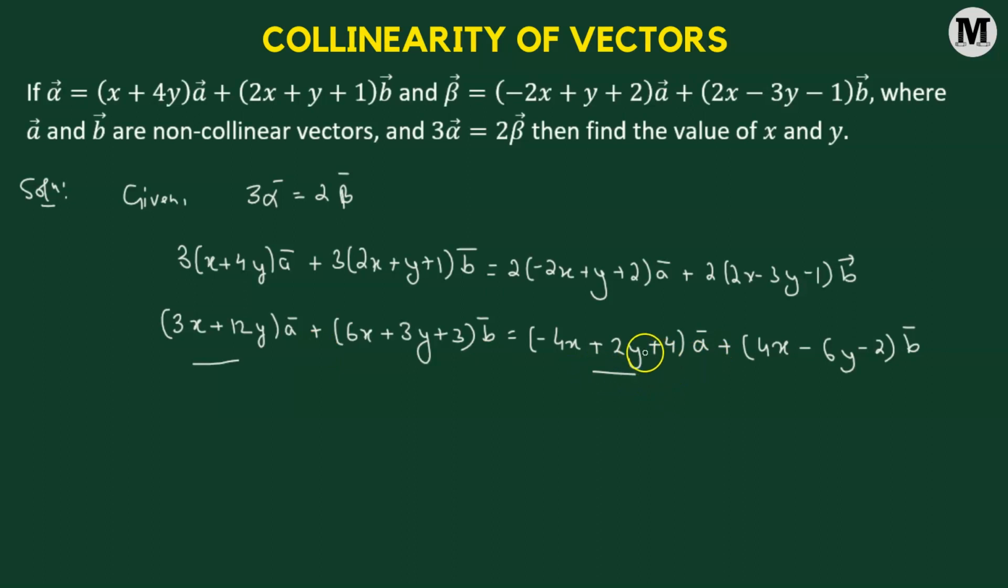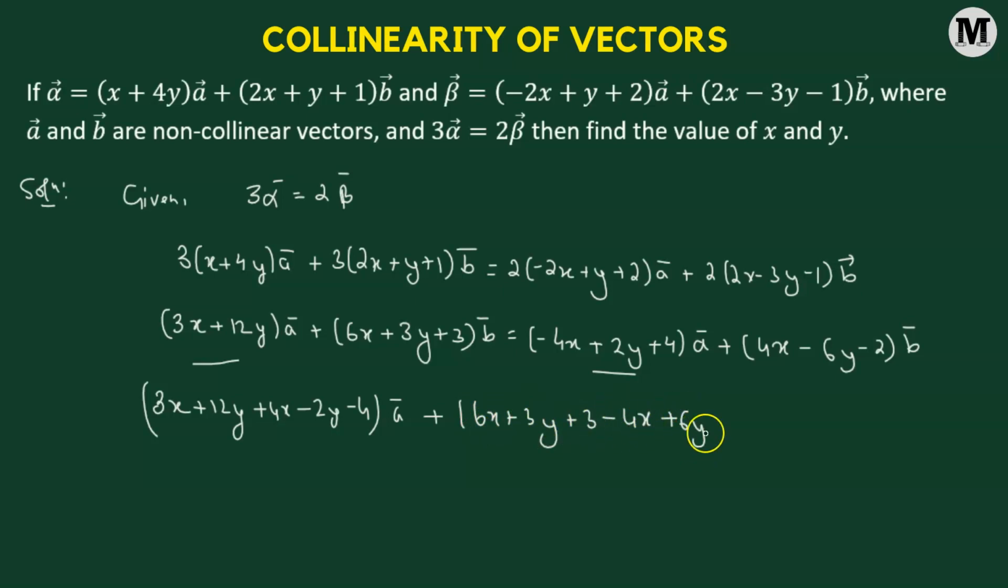Okay, now what we'll do, we will combine a vector from the left hand side and the right hand side by transposing the first term on the right hand side to the left hand side. That's going to give us (3x plus 12y plus 4x minus 2y minus 4) whole multiplied to the vector a, added to (6x plus 3y plus 3 minus 4x plus 6y plus 2) times b vector, equals 0, but it is going to be a vector, so we have the null vector on the right hand side.